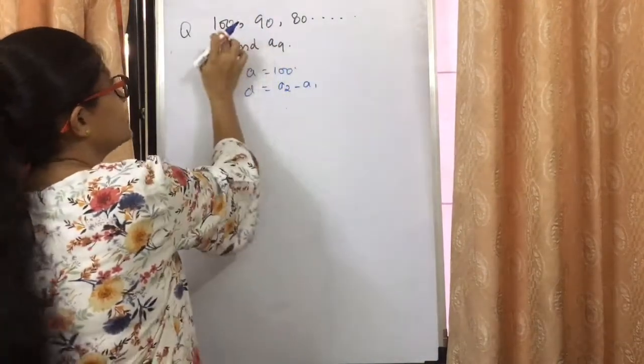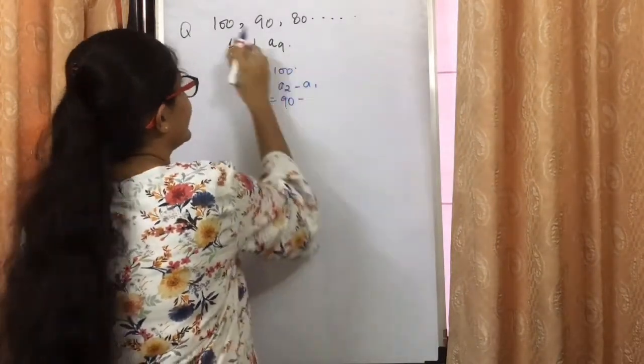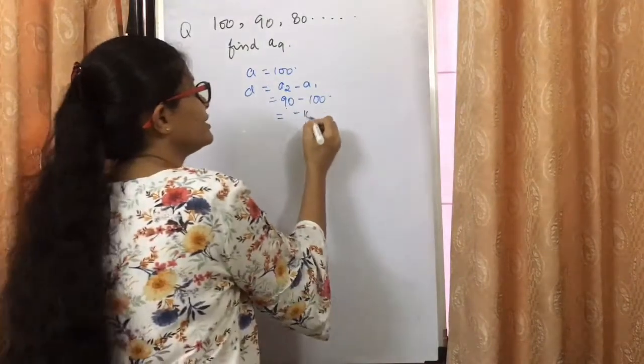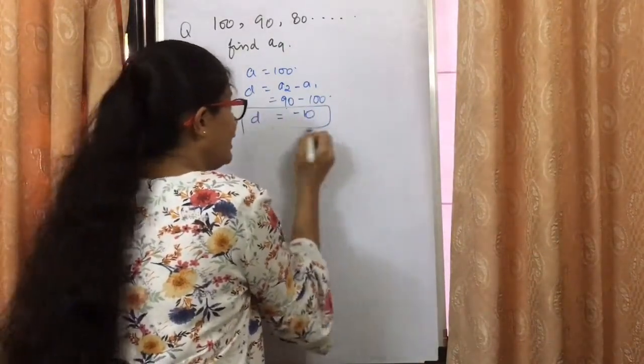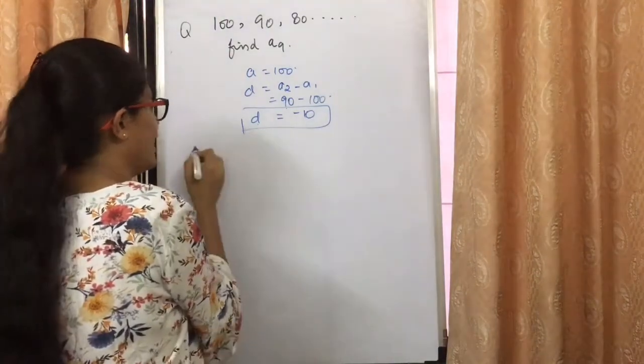Second term minus first term. What is A2? A2 is 90. Look carefully, A1 is 100. So if you do 90 minus 100, it will give you minus 10. So the main important point to be noted over here is this common difference.